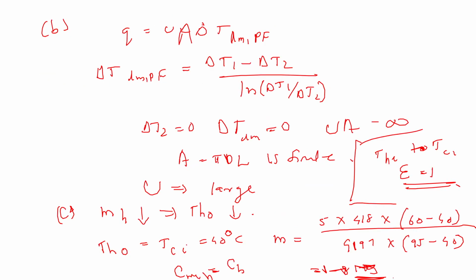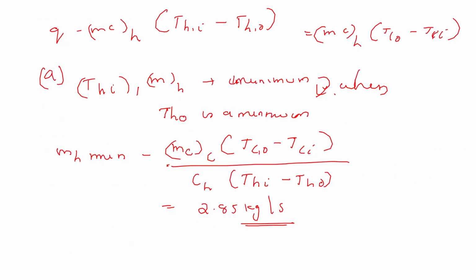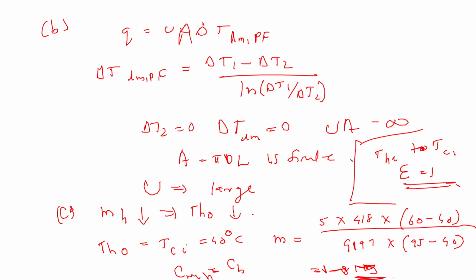Now if you find the B question, the Q rate, we have to calculate the overall heat transfer coefficient. From the formula U A delta T LM, delta T2 value is 0, which means delta T LM will be 0. If delta T LM is 0, then the UA value will be very high. We know that A is a finite value, so the U value will be very large, and so from that you cannot calculate this parameter.